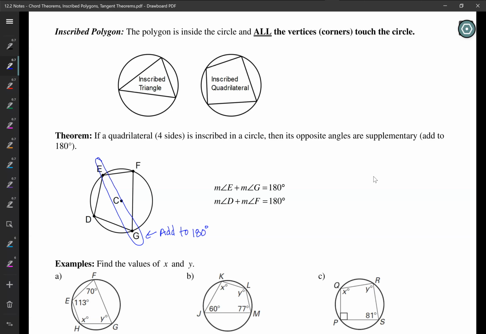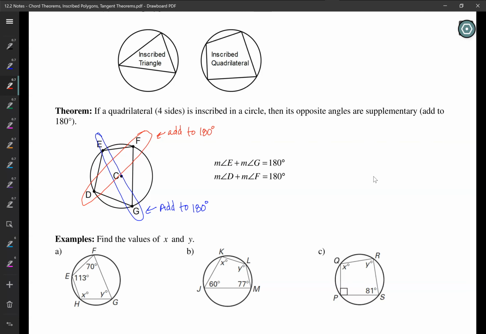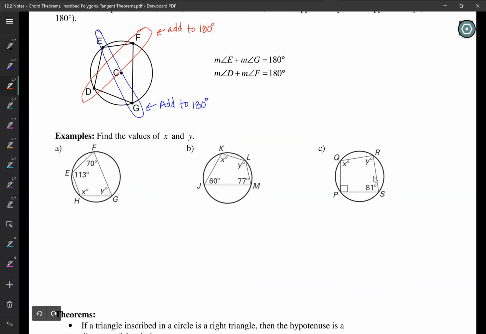So angle E and angle G add to 180, and angle D and angle F add to 180. So they're not congruent, they're not the same, they're supplementary. They add to 180 degrees. And this is only if all 4 corners are on the circle. So this makes it really easy to do a problem. You look at the ones across from each other and you say, okay, well, those add to 180.